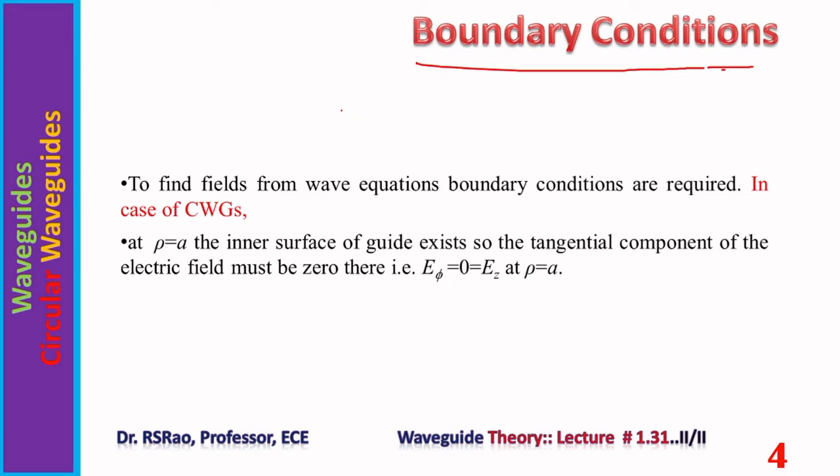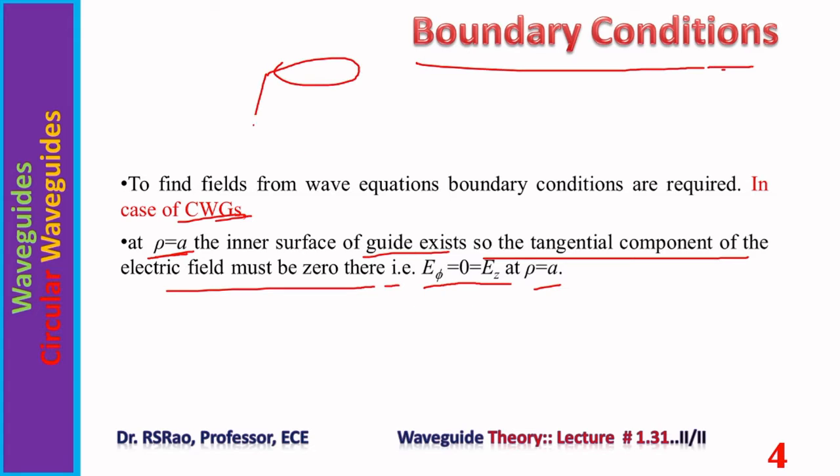Specific solution or particular solution is the one which is specific to the configuration under consideration. General to particular solution requires boundary conditions. The boundary conditions in case of circular waveguides is at rho equal to A. The inner surface of guide exists, so tangential component of the electric field must be 0 there. Therefore, E phi and Ez must be 0 at rho equal to A.